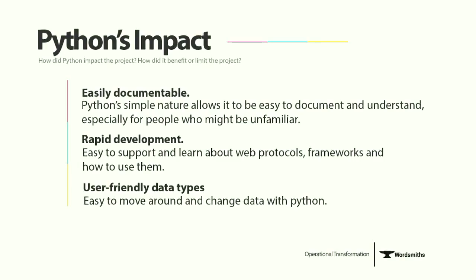Python has made the process of learning web applications and protocols more simple and easy for me. It makes things easier to understand because I can use libraries such as Flask and flasksocket.io to quickly support web protocols and not have to go into intensive research on how to implement them. Also, operational transformation is a lot of moving around of data types, especially dictionaries and lists. The user-friendly data types that Python has make it easy to move around and change data without having to go into really cumbersome details like you would in a different language.